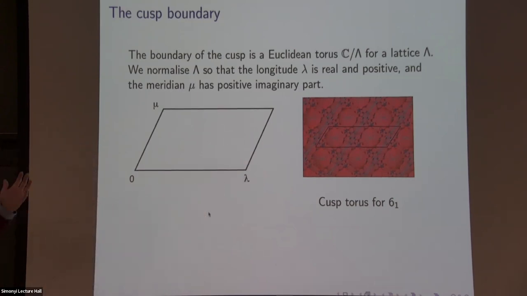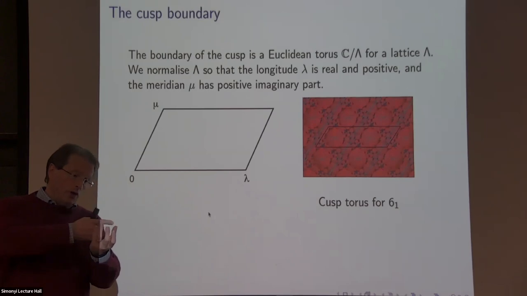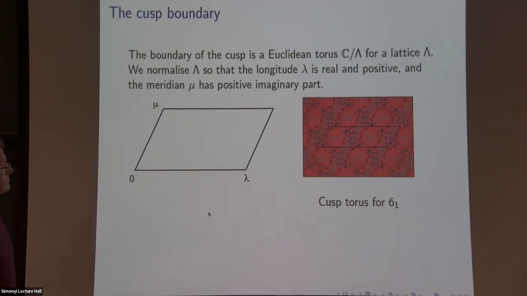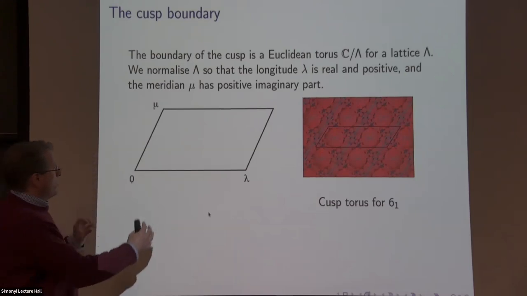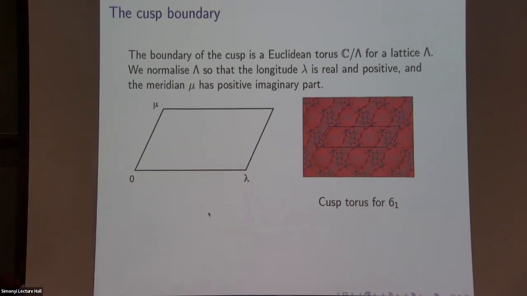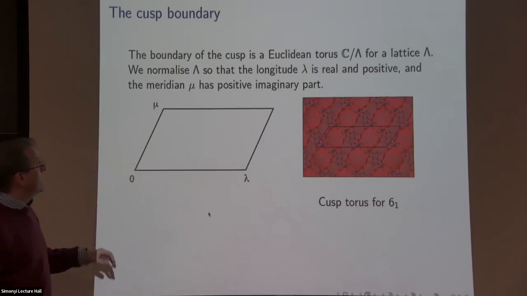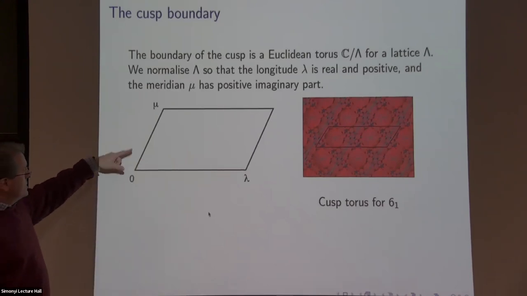And so there are two specific curves on the torus that are particularly important. There's the longitude, which runs along the knot and has zero linking number with the knot. We rotate the whole picture so that it lifts to a real number lambda. And then there's the meridian, which is the curve which encircles the knot. We can, by flipping, arrange for that to have positive imaginary part.